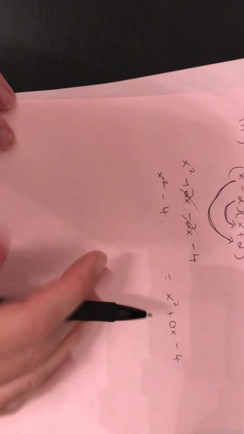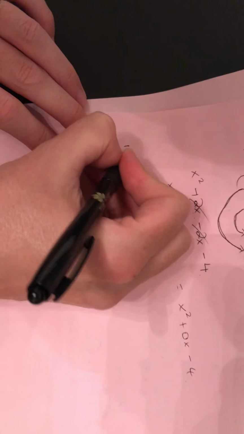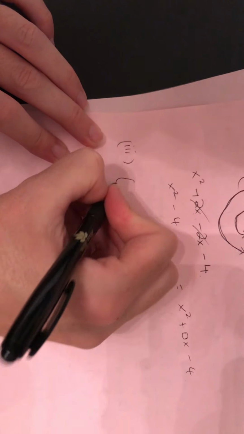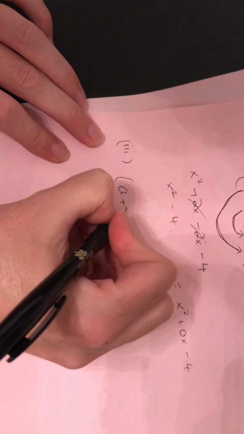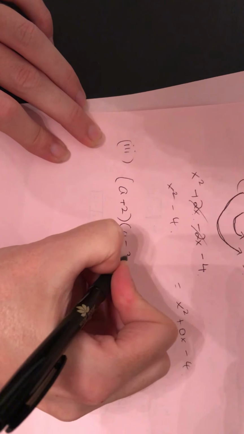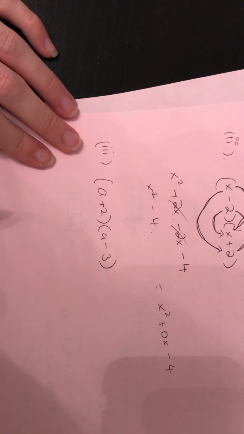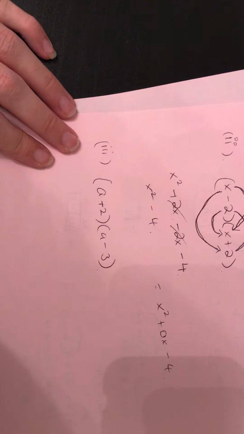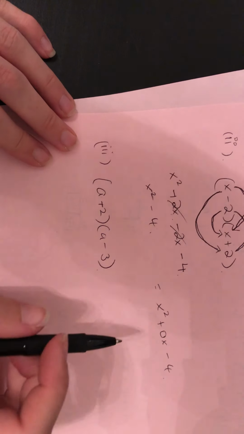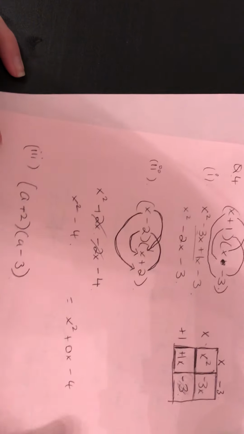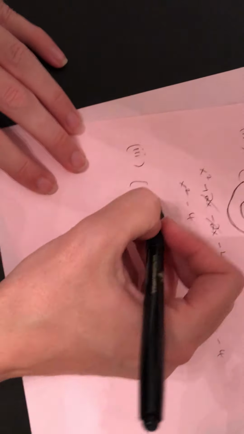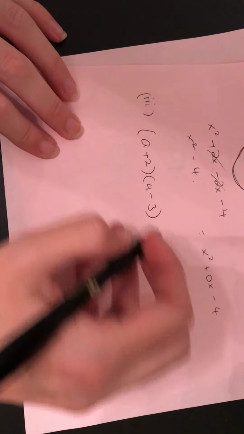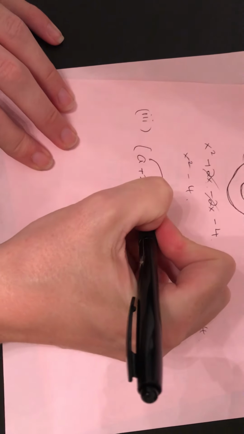And part 3, we have a plus 2 and a minus 3. Can I do anything in the brackets? No. Is there any indices? No. Can I do a multiplication? So I'm going to do it by the maybe smiley face again.